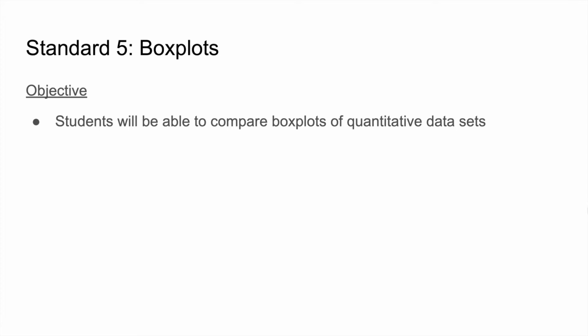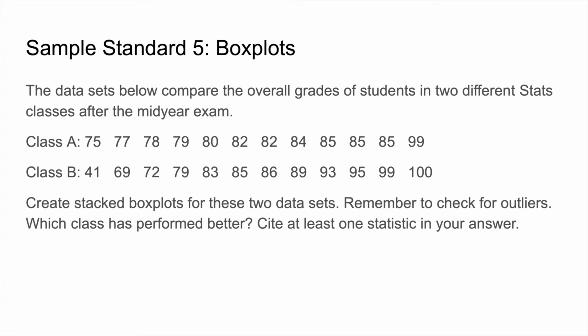All right, so standard 5 is all about box plots. These are the box and whisker plots that you guys have seen years ago, probably in middle school. The data sets below compare the overall grades of students in two different stats classes after the mid-year exam. So we can see the grades there.